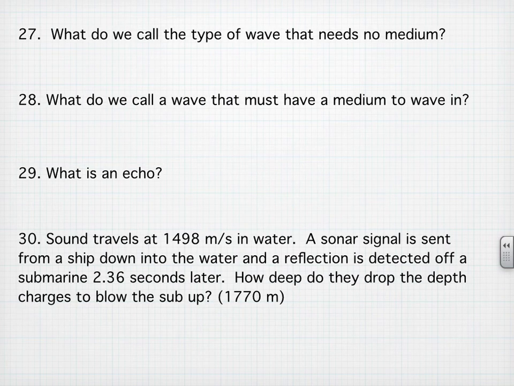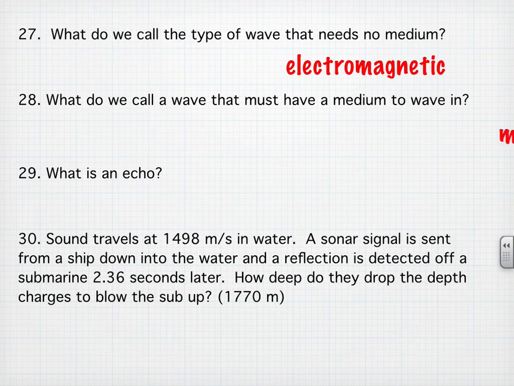Number 27. We talked about number 28, but we didn't talk about 27. The type of wave that needs no medium is called an electromagnetic wave, and so the only waves that can travel in space are electromagnetic waves. We talked last unit about radiation, and we said that heat moves in electromagnetic waves, specifically in infrared waves. But infrared and visible light and radio waves, these are all electromagnetic waves, and we'll talk about those in a couple weeks. But we did say, what do we call a wave that has to have a medium to wave in? Mechanical. That's a mechanical wave.